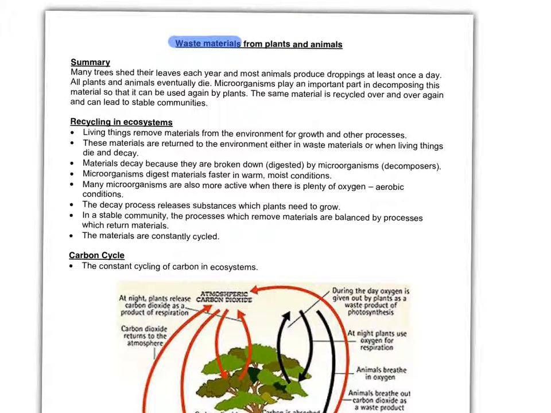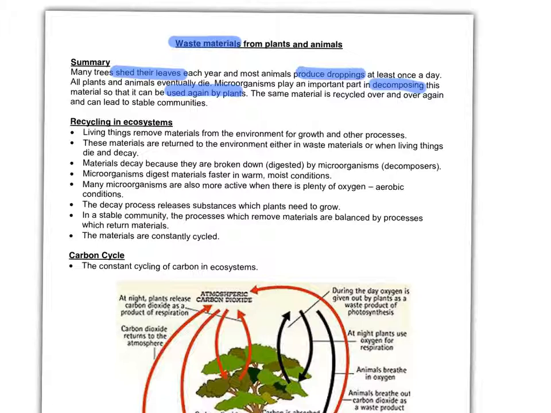We mentioned waste materials as being one way that energy is lost as you go along a food chain. And these waste materials, such as trees shedding their leaves and animals producing droppings, can then be decomposed by microorganisms so that the material can be used again by plants. This means the same material is recycled over and over again.